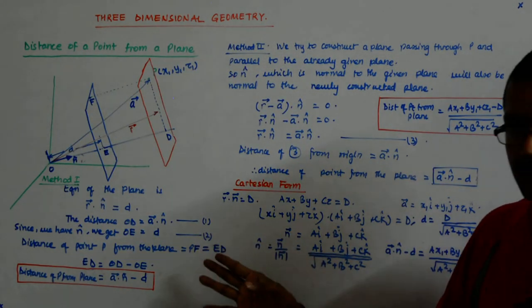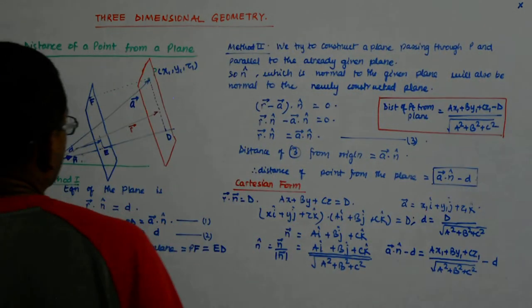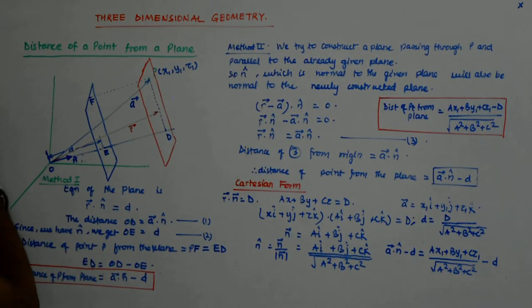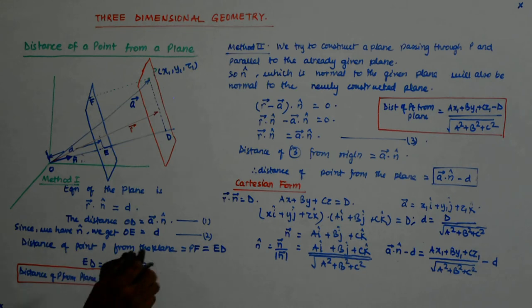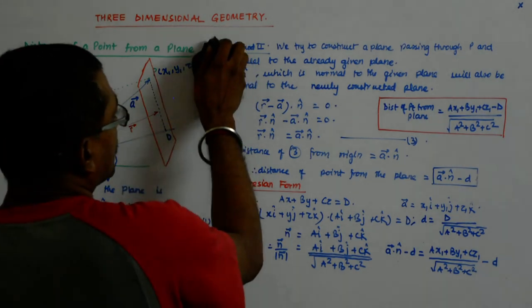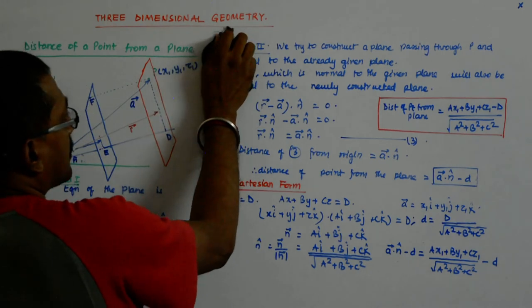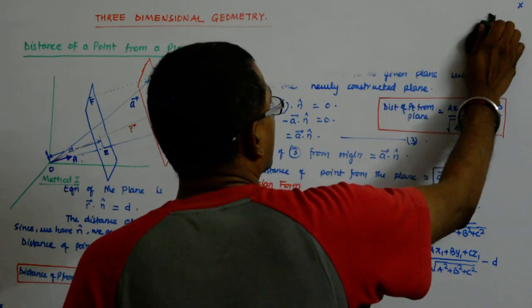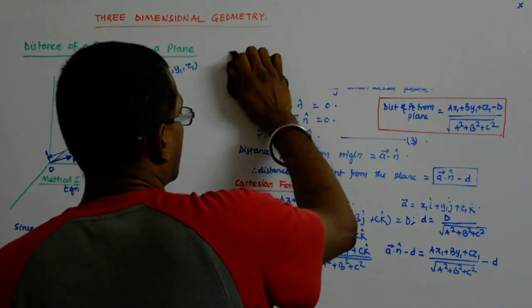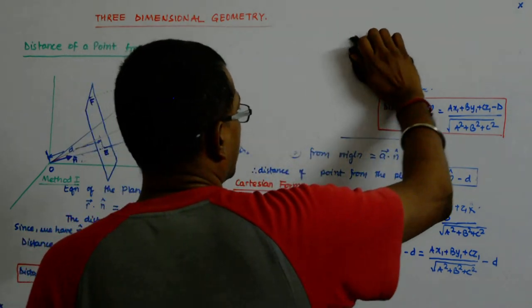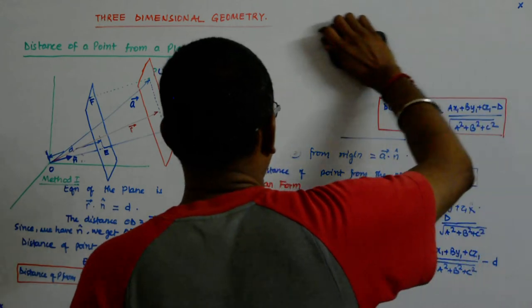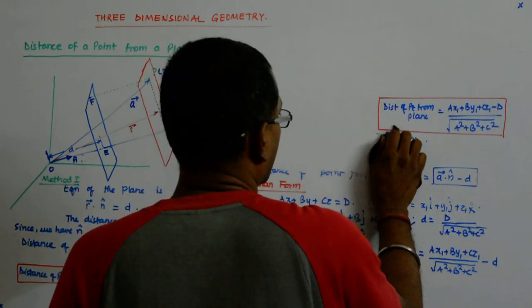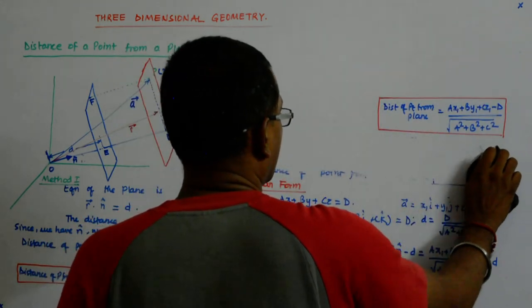May I erase this? Yes. You've written everything? No. So, Cartesian, no? Problems. So I'll erase this, okay? I leave the result though. I'll leave this Cartesian form result.